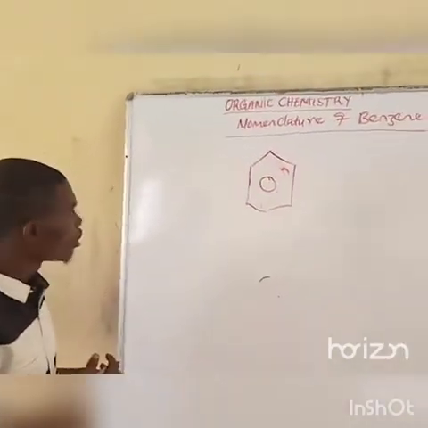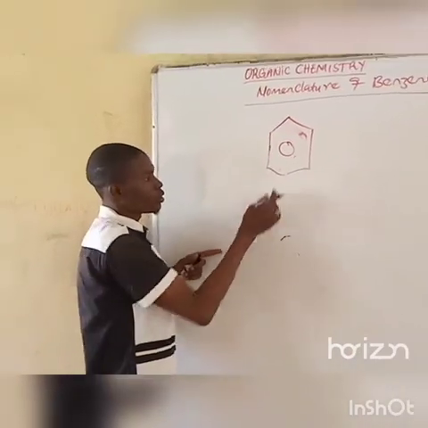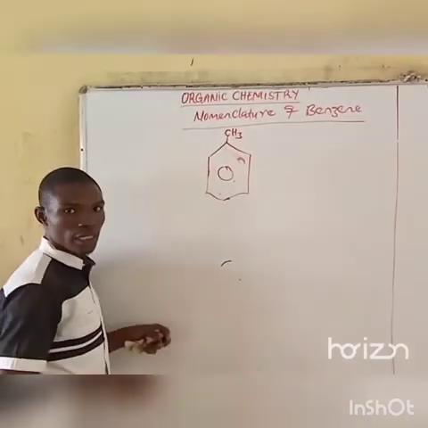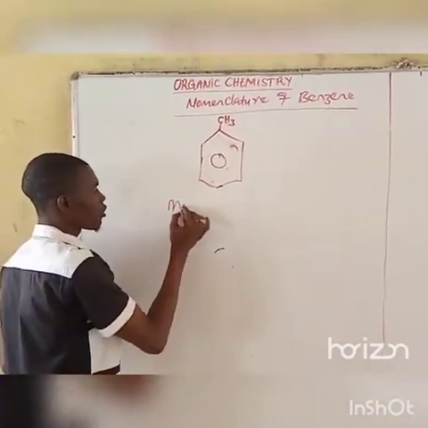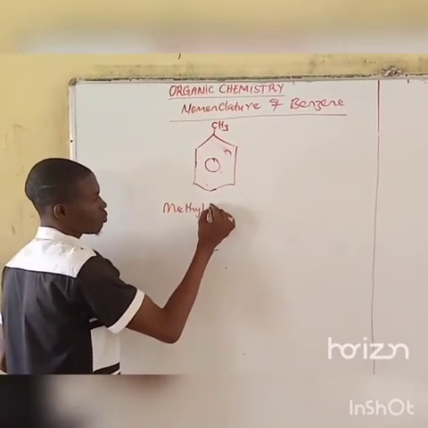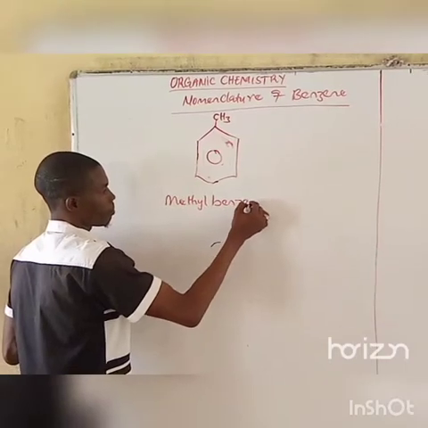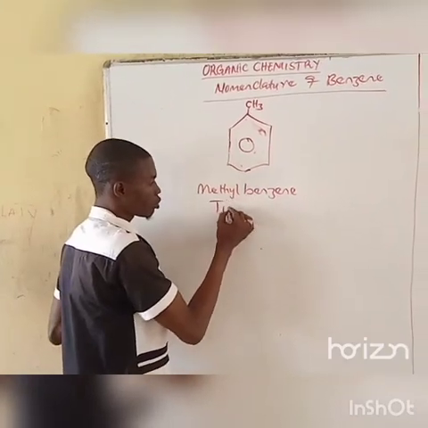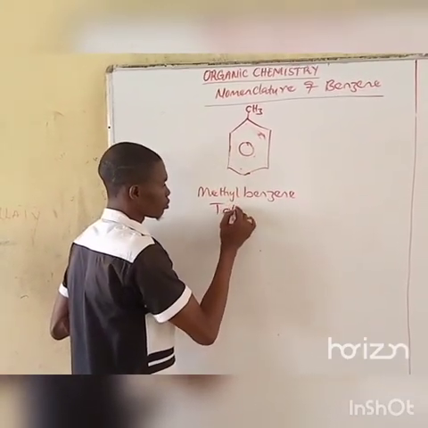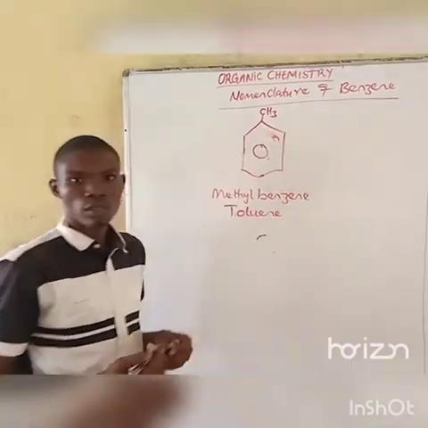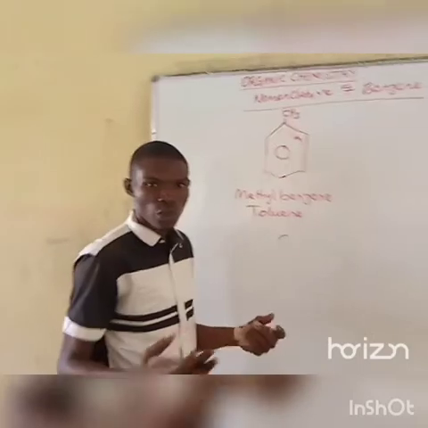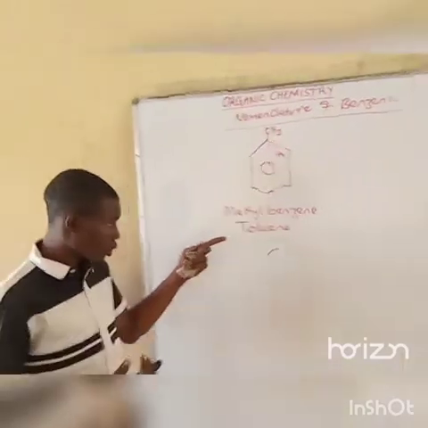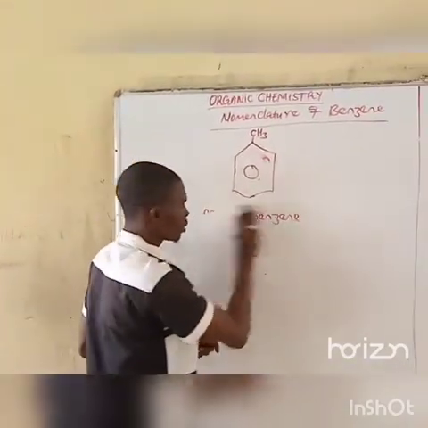So this compound is a benzene on its own. But when it is attached to a methyl group, CH3, this is called methyl benzene, or you use the trivial name, toluene. Some people pronounce it differently, so that one is your own problem, depending on how you pronounce it. Either you call it methyl benzene or you call it toluene. So that is one.